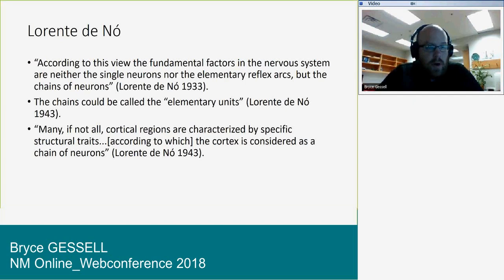The third quote on our slide here. He says, many, if not all, cortical regions are characterized by specific structural traits, according to which the cortex is considered as a chain of neurons. And so, a different view about what might constitute a functional unit.